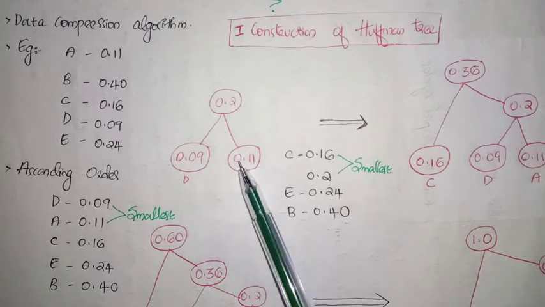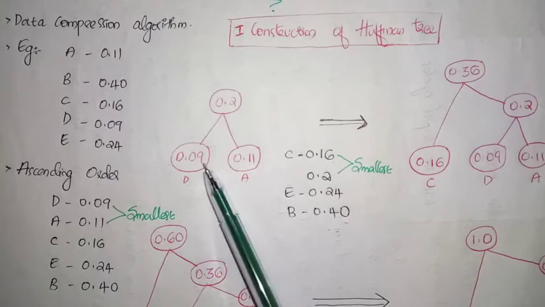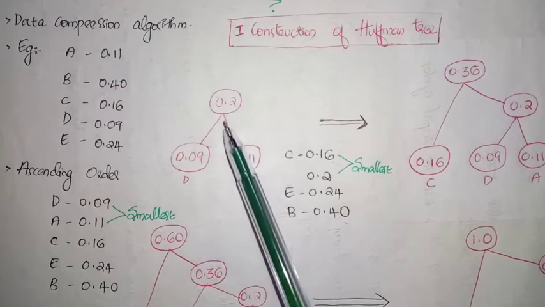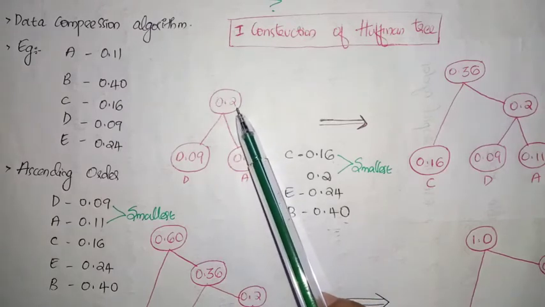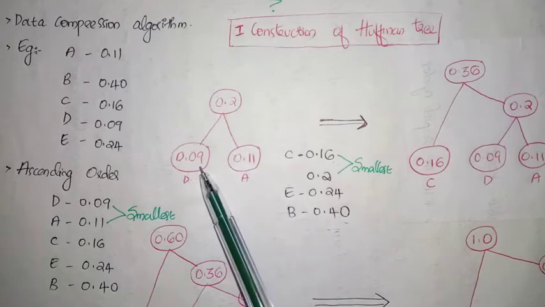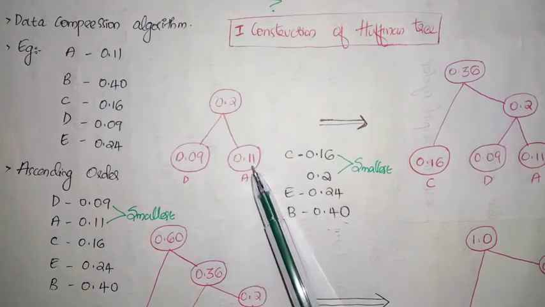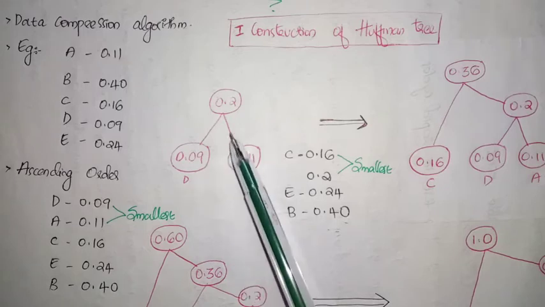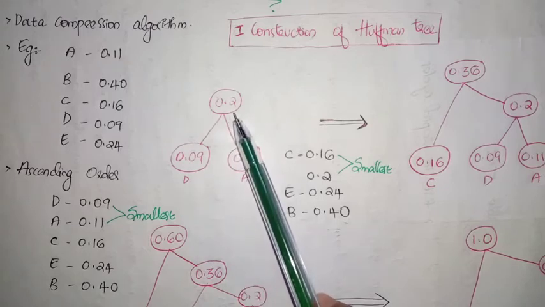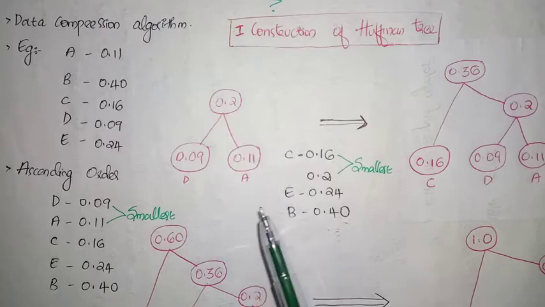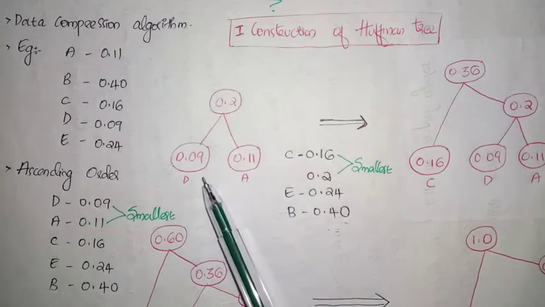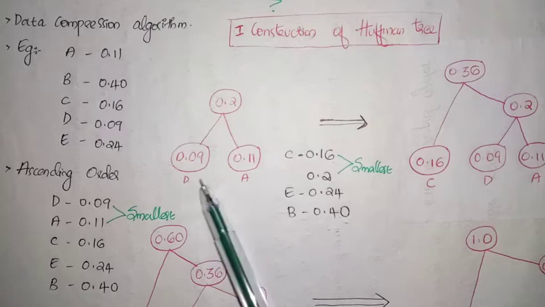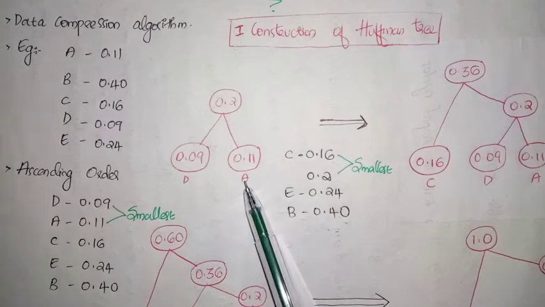We take the sum of these two probabilities and create a new parent node, that is 0.2. 0.09 and 0.11 are added together to form 0.2. Now, since we have already taken D and A, we can delete those two characters from the list.